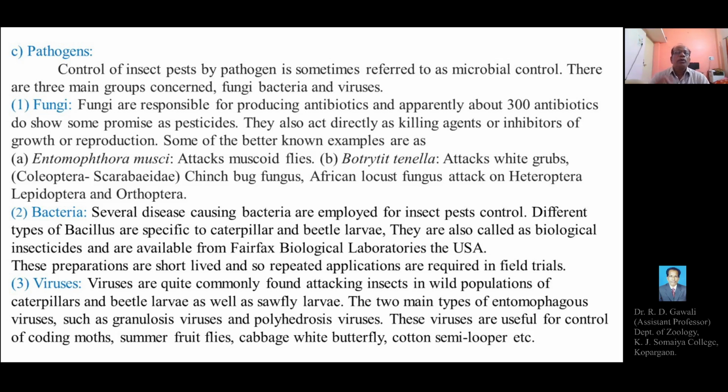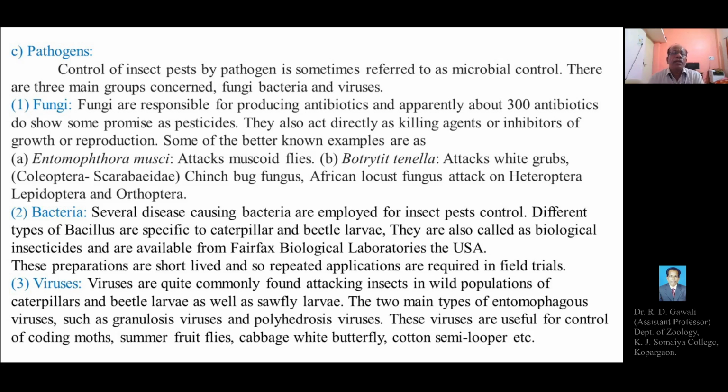So pathogens. Control of insect pests by using pathogens is sometimes referred to as microbial control, because we are using microorganisms, that is bacteria, viruses or fungi, for the control of insect pests. There are three main groups concerned as pathogens causing different diseases in insect pests: fungi, bacteria and viruses. We'll explain them one by one.